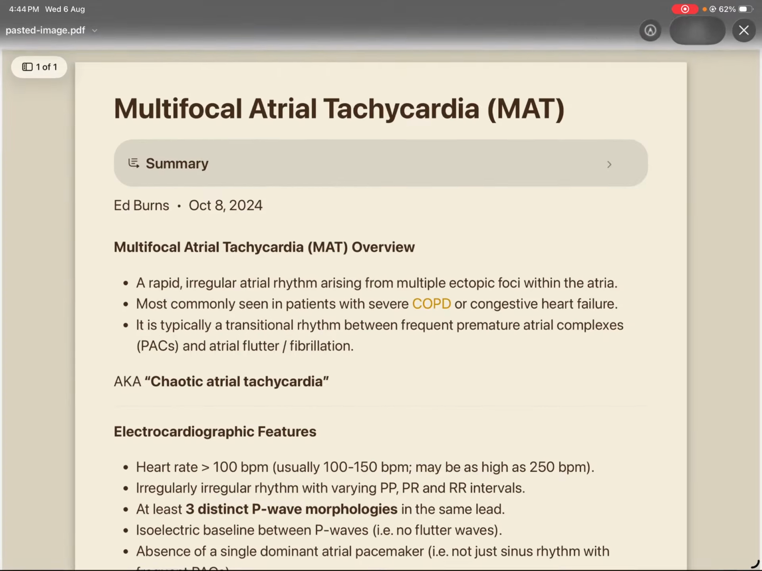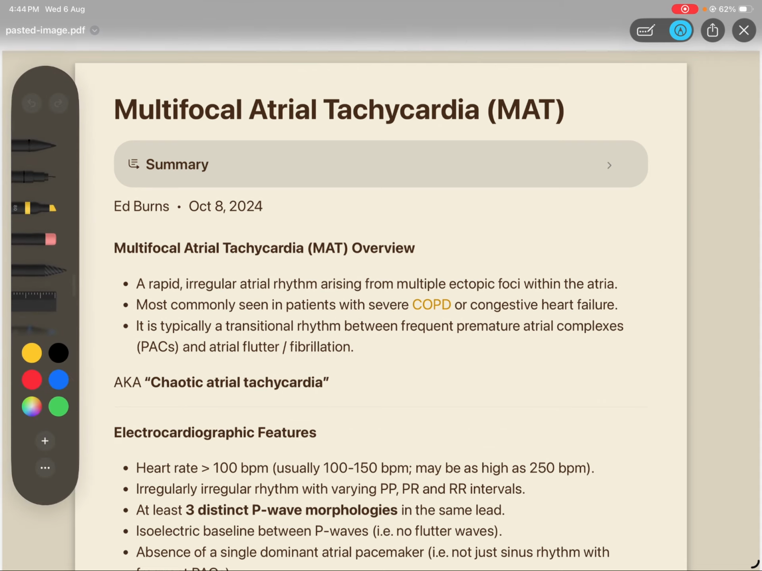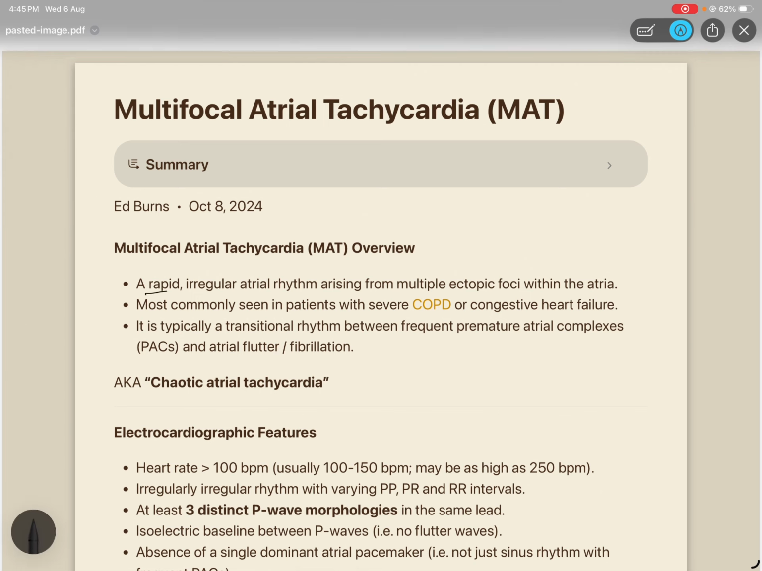Moving over to a brief about multifocal atrial tachycardia. It is a rapid, irregular atrial rhythm arising from multiple ectopic foci within the atria, most commonly seen in patients with severe COPD or CCF. Now, as we saw, COPD was one of the things that was there in our patient.